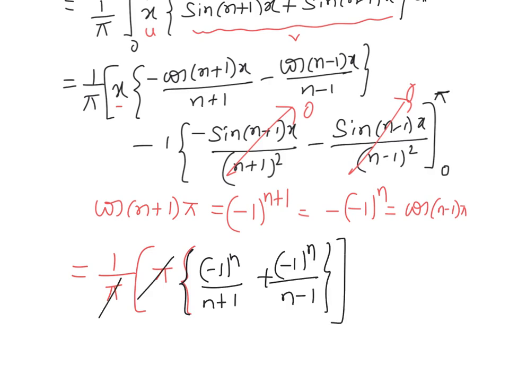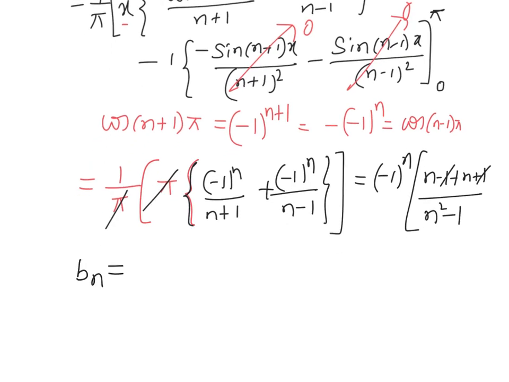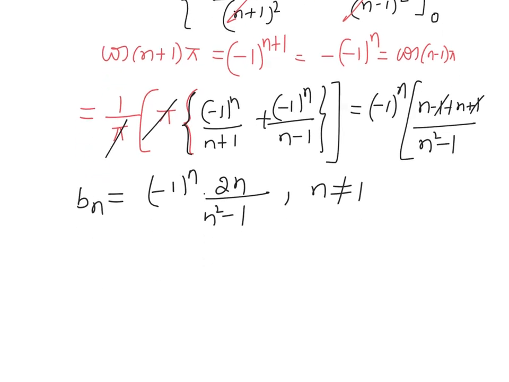This pi gets cancelled and we take minus 1 common out, and we take the LCM. We get n square minus 1 in the denominator. We get what in the numerator? n minus 1 plus n plus 1. So minus 1 plus 1 gets cancelled. Our solution for Bn is minus 1 power n into 2n divided by n square minus 1. But since the denominator has n square minus 1, and the series values start from n equal to 1 to infinity, this result is not valid for n equal to 1 because the denominator becomes 0 and it will be infinity. Then what will be B1?